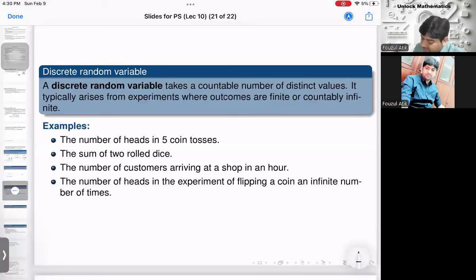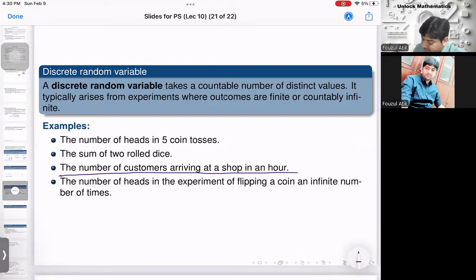Similarly, the number of customers arriving at a shop in an hour. So these are all random variables you can define where they take discrete type points. All of them are distinct values, so you are able to count them.